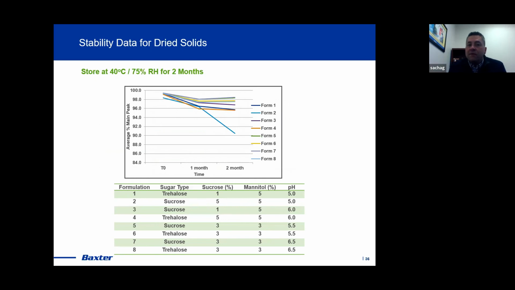This is an example of stability for these freeze-dried solids. We found, and this was time and again with the ADCs, they were more sensitive to pH than anything else. So formulating at this high pH 6.5 with Tris, that was formulation 8, over 2 months, we saw a large decrease in the stability.